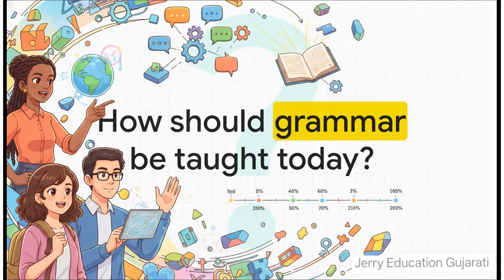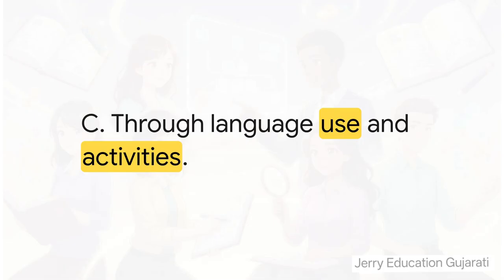MCQ 3. How should grammar be taught in modern language education? Think about that massive pedagogical shift we discussed with the NCF 2005 guidelines. What exactly is the modern approach? And the correct answer is C, through language use and activities. Honestly, great focus today. You clearly understand that we're leaving the old, boring methods of memorization behind and stepping right into interactive, context-driven teaching. You are definitely ready to tackle this topic on the exam.